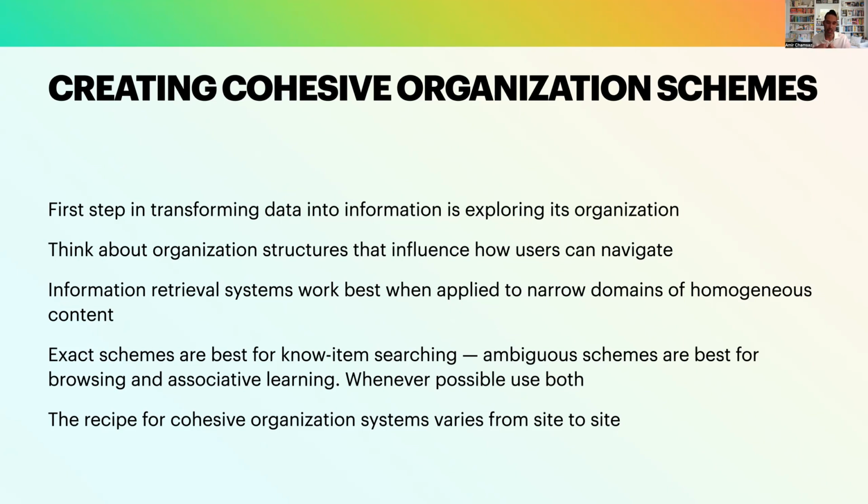Exact schemes that we discussed are best for known item searching: if you know the name of what you're looking for, you just go directly to it. Ambiguous schemes are best for browsing and associative learning, when you navigate, browse, and learn things and find things. Whenever possible, you want to use both. And obviously, the recipe for a good organization depends on the website and your goals, so it's going to be different from site to site.